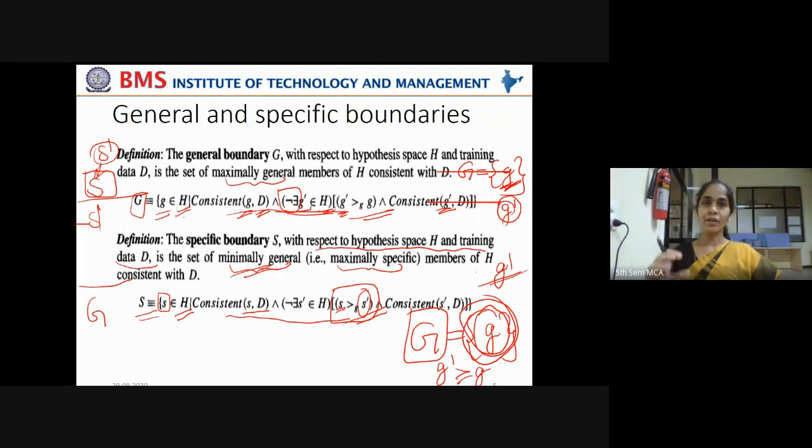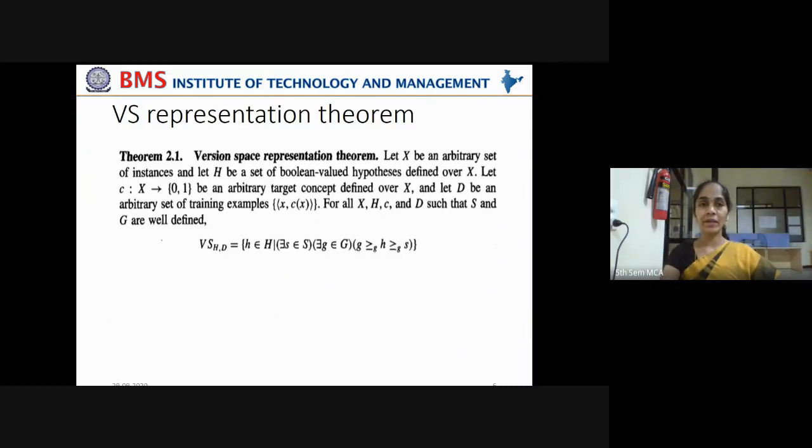G should contain all the general hypotheses and no other general hypothesis should be more general than these hypotheses. Now, on the other side, S should contain all the specific hypotheses and no other specific hypothesis should be more specific than these. That is the boundary on the other side. Got it? These definitions are very much essential for us to understand the candidate elimination algorithm. Before that, let me show you the VS representation theorem also. This version space representation theorem will cover all the notations we have seen so far.